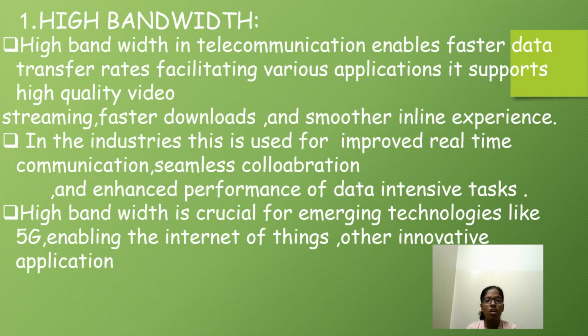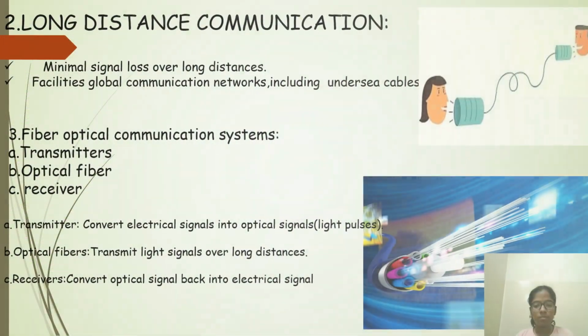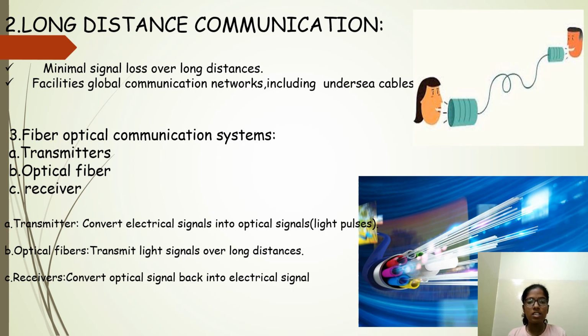Now let me discuss long distance communication. It has minimal signal loss over long distances, facilitating global communication networks including undersea cables. Coming to the next point, fiber optical communication includes a transmitter, optical fiber, and receiver. The transmitter converts the electric signal into an optical signal, and the optical fiber transmits the light signal over a long distance. The receiver converts the optical signal back into an electric signal.